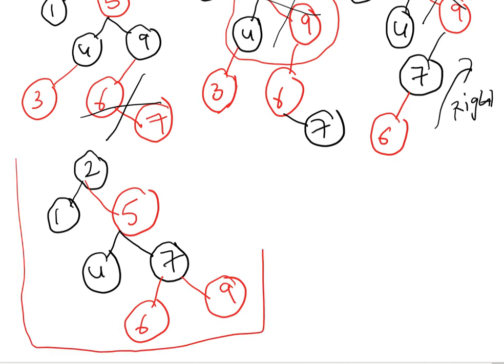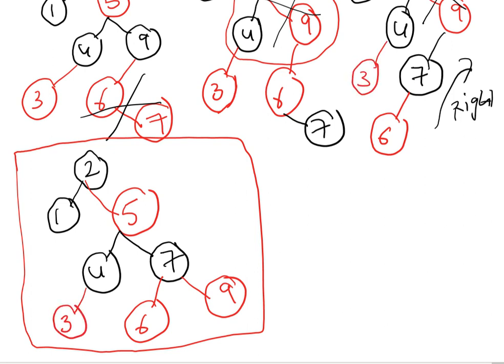Now check these rule properties. No two consecutive reds are there. It's true. Okay. And we missed 3. 3 is there. As it is, no changes. 3. Here as well will be 3. Anything else? Perfect. So this is the red black tree.